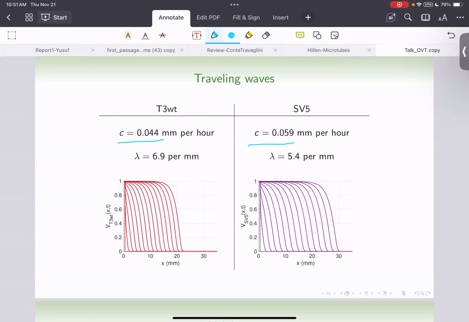Oh yeah, and the decay rate, lambda, was the decay rate at the front of the wave. So it is actually, here, let's say, e to the minus lambda z, is 6.9 per millimeter and 5.4 per millimeter. I highlight this because these numbers will play a role later.